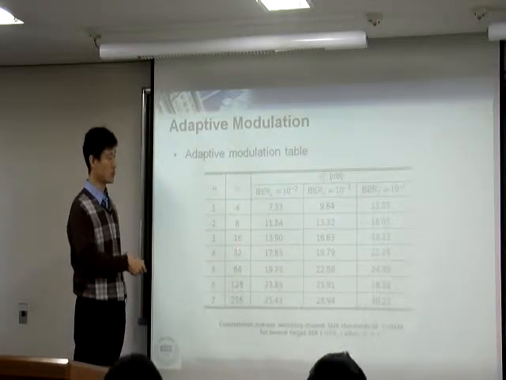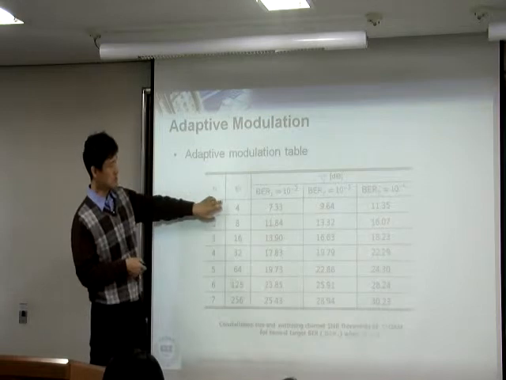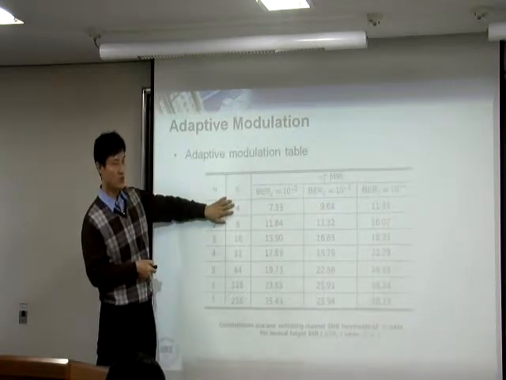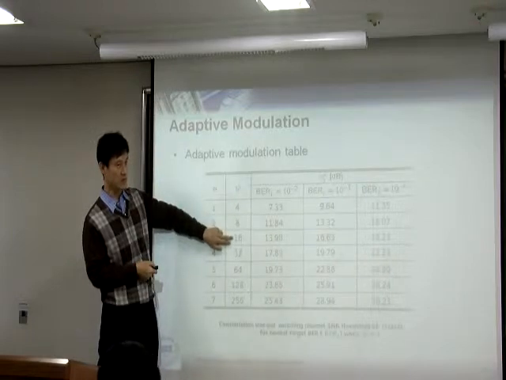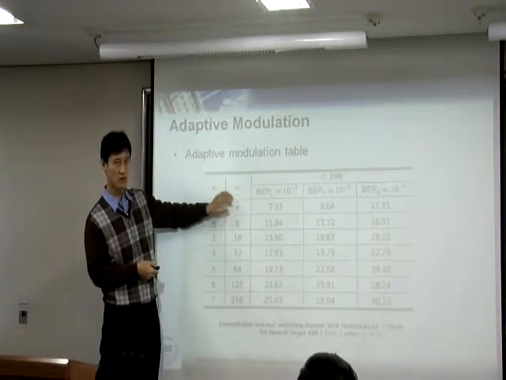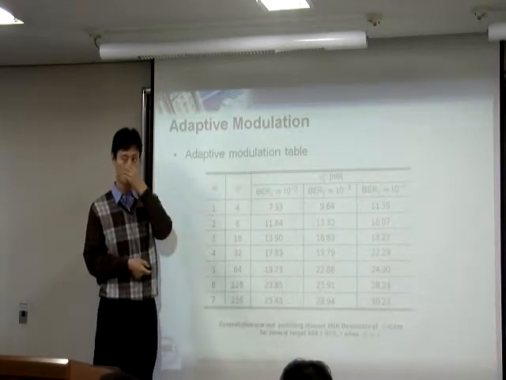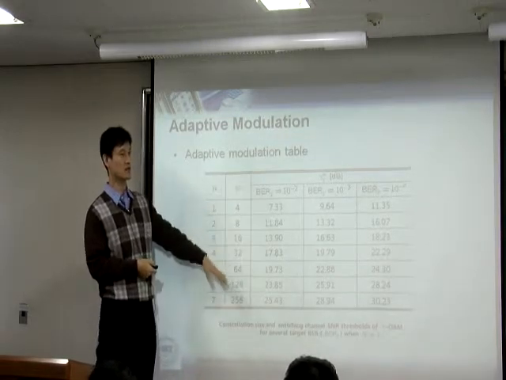This is the QAM modulation, which means that in this case you transmit 2 bits per symbol, 3 bits per symbol, 4 bits, 5 bits per symbol, okay? You're trying to increase the order. In other words, increasing the rate, okay?